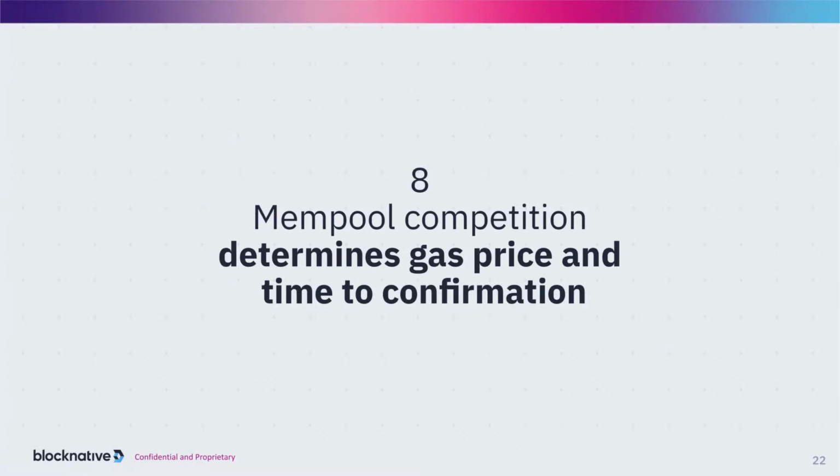Which brings me to our last key, number 8. Competition among transactions in the mempool determines both gas pricing and time to confirmation. And so during periods of heavy network congestion, gas price goes up, and it might be harder and harder and harder to get a transaction confirmed.